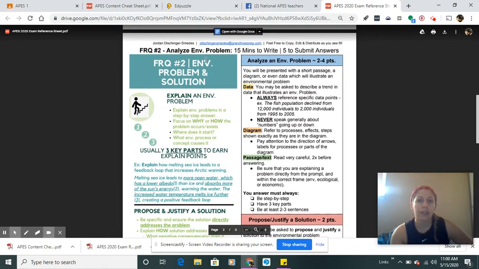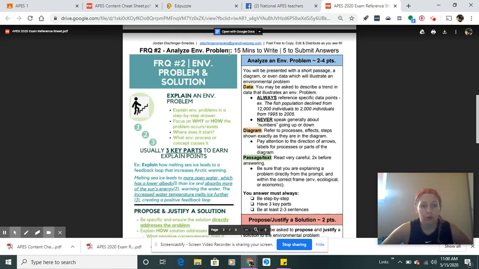FRQ 2 is going to be analyzing an environmental problem, so you're not designing an experiment for that. So let's see. Explain an environmental problem. Explain environmental problems in a step-by-step answer. Focus on why or how the problem occurs or exists. Where does it start? What environmental process or concept causes it? So usually 3 parts to earn explain points.